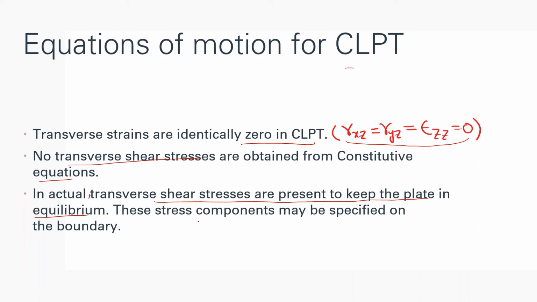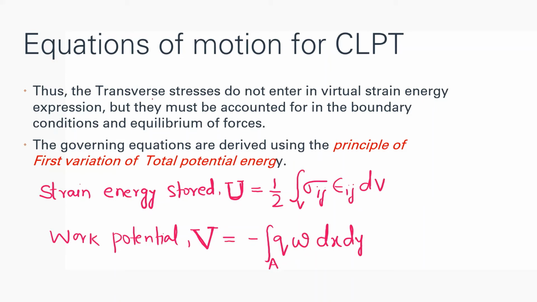So these stress components may be specified on the boundary. Thus, the transverse stresses do not enter in the virtual strain energy expression, but they must be accounted for in the boundary conditions and the equilibrium of the forces. So what it states is that sigma xz, sigma yz and sigma zz do not contribute to the strain energy function, but in actuality they are present at the boundary. The governing equations are derived using the principle of first variation of the total potential energy.